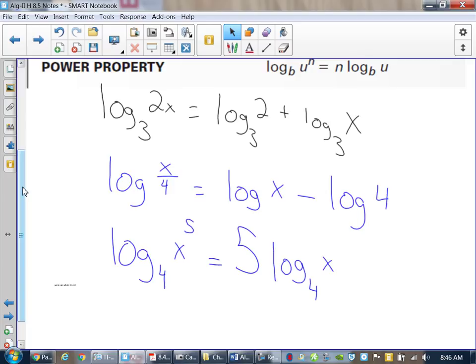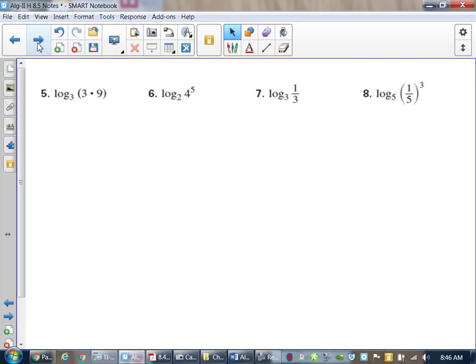Was the x like an exponent of the log? No, you're taking the log of this value. That's what's going on. So it lets you do stuff like this.